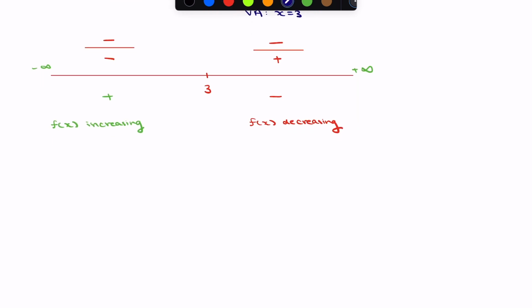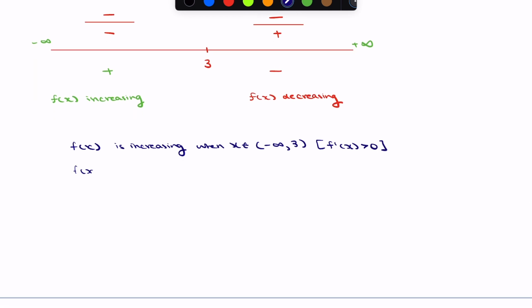Here we can write that f of x is increasing when x is between -infinity and 3. And that's when f prime of x is greater than 0. And again, f of x is decreasing when x is from 3 to infinity. Again, this is when f prime of x is less than 0.